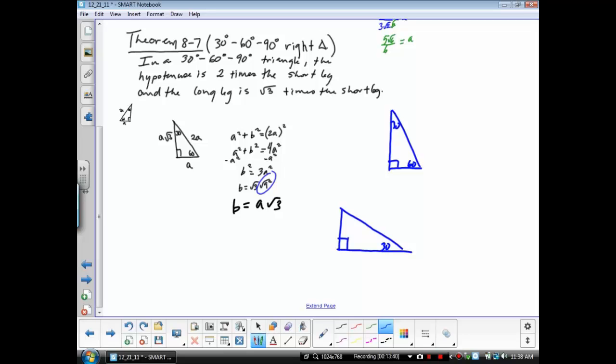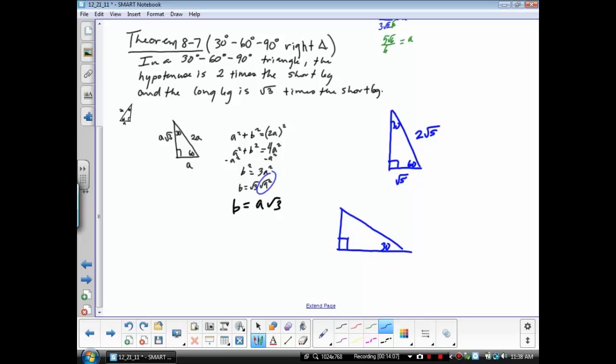Okay? So now, working with this, if I know the short leg, which is the very easiest triangle to solve, we're going to say our short leg is square root of 5. If that's square root of 5, what will the hypotenuse be? Because you take 2 times the short leg, it's going to be 2 times the square root of 5.